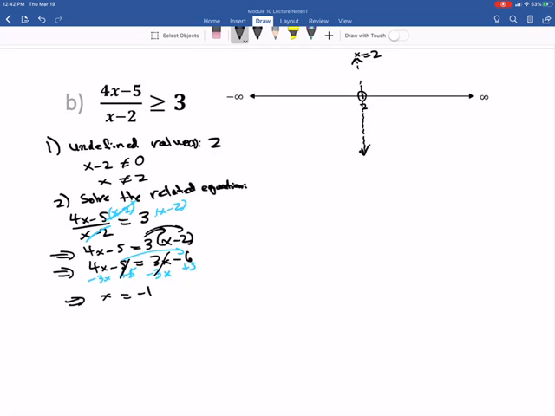So solve the related equation. So any solutions from that. So we found x equal to negative 1. So that's a critical value.